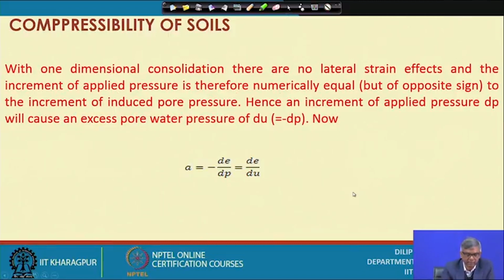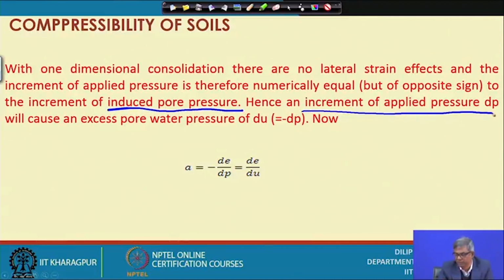With one dimensional consolidation there are no lateral strain effects, and the increment of applied pressure is therefore numerically equal to the increment of induced pore pressure. Hence, an increment of applied pressure dP will cause an excess pore water pressure du. So, it will always be reversed, du will be minus dP.